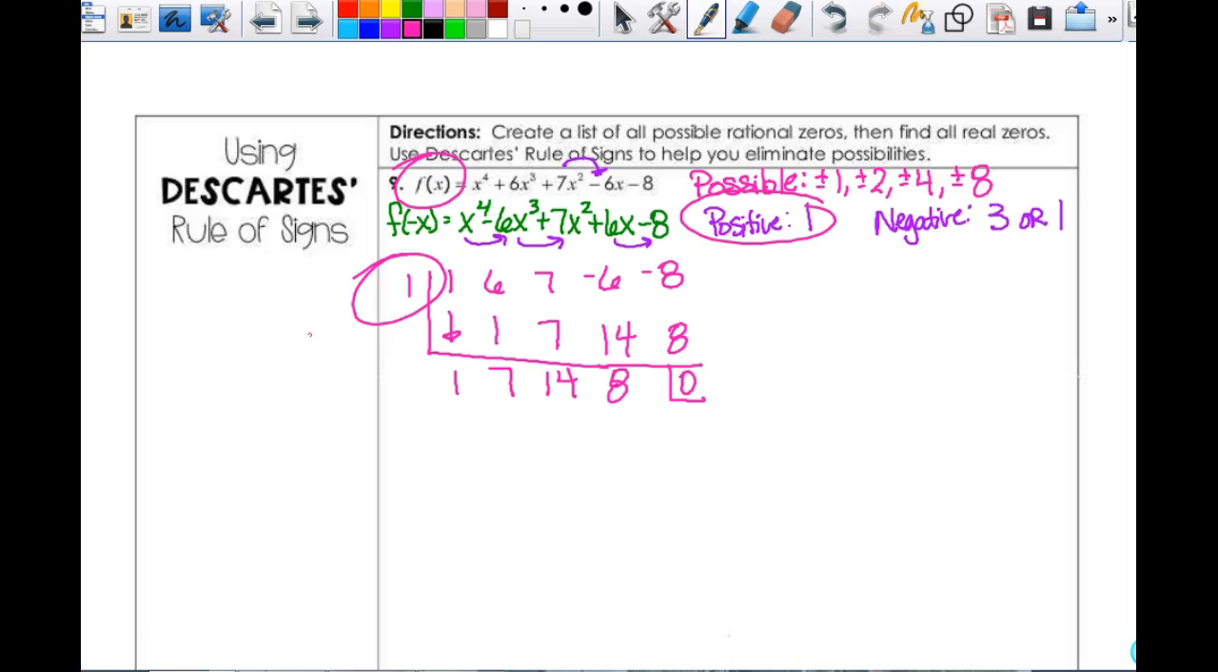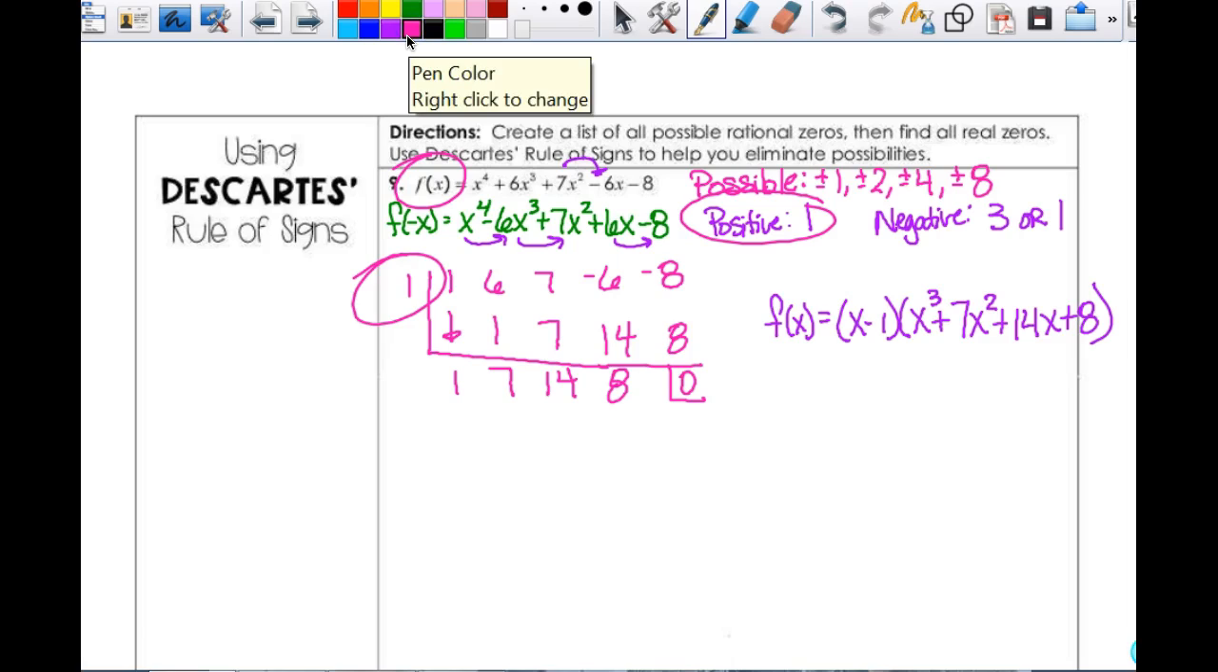Okay, so let me see if I even need to go any farther with that anyway. So that would mean that f of x is equal to x minus 1 times x cubed plus 7x squared plus 14x plus 8. Okay, so can I factor that? Well, maybe you can, but I can't. Okay, so no, it doesn't factor.